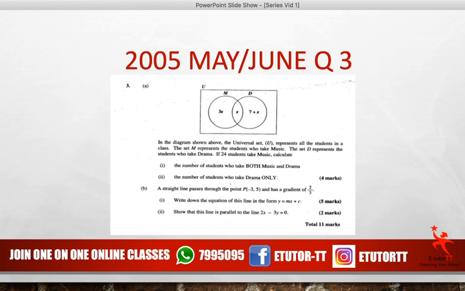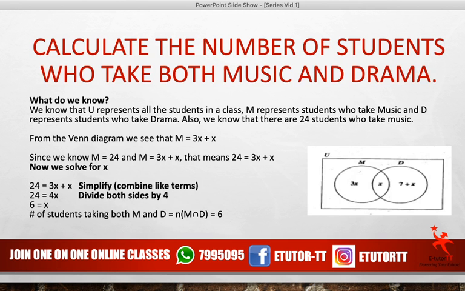So what we're going to start with: calculate the number of students who take both music and drama. What do we know? We know that U represents all the students in a class, M represents students who take music, and D represents students who take drama. Also, we know that there are 24 students who take music.